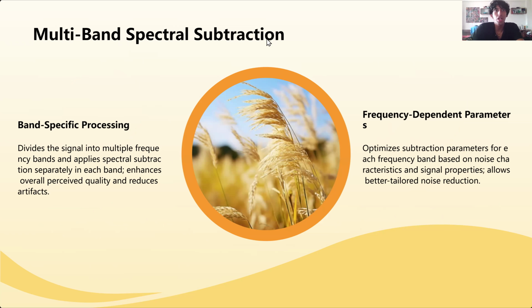Now we'll see something known as the multi-band spectral subtraction, where the frequency spectrum is divided into multiple bands. The spectral subtraction is applied to each band separately, which enhances overall perceived quality and reduces artifacts. This improves speech quality and reduces artifacts. And then frequency dependent parameters optimizes subtraction parameters for each frequency band based on noise characteristics and signal properties, which allow better tailored noise reduction.